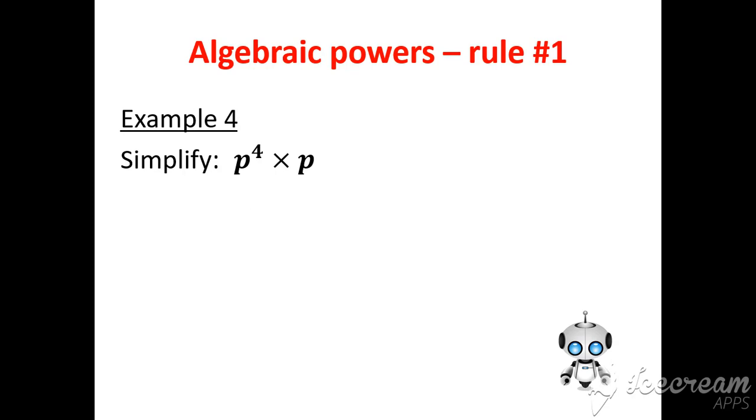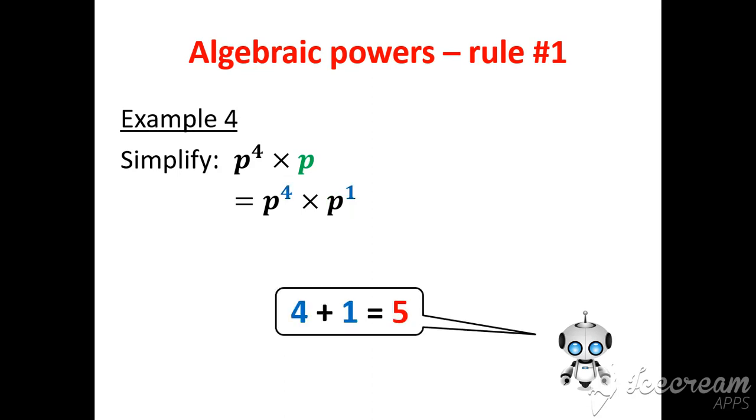Right, what about this example? P to the power of 4 times p. Now just be careful, that little p at the end is actually p to the power of 1. So we can now plus our powers and go 4 plus 1 makes p to the power of 5.